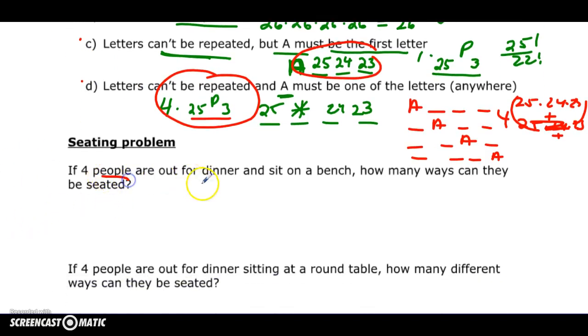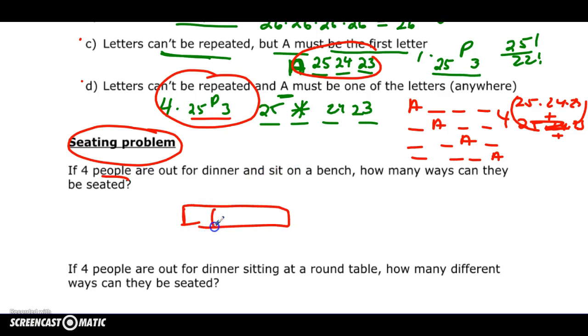4 people, this is a classic seating problem. 4 people out for dinner and sit on a bench. So the bench meaning that we're like this, okay, in order. How many ways can they be seated? Simple question, 4 factorial.